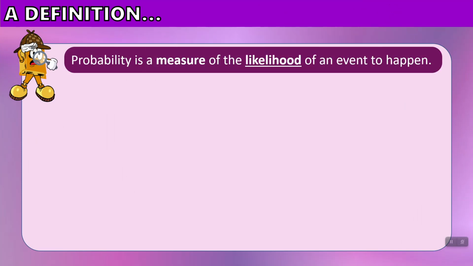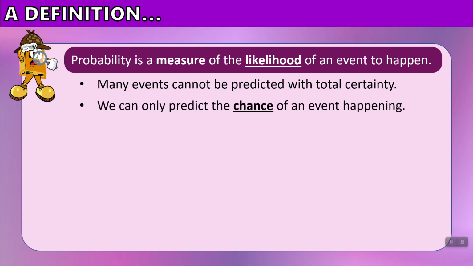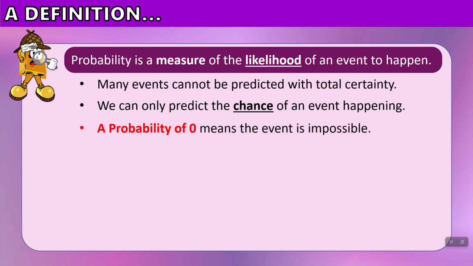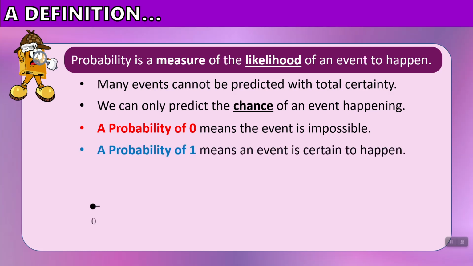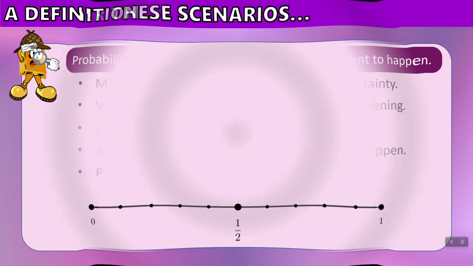And so let's look now at the definition of probability. Officially, probability is a measure of the likelihood of an event to happen. Now, many events cannot be predicted with total certainty, but this is why we say it is the likelihood of something to happen. We can only predict the chance of something happening. And again, a probability of 0 means the event is impossible. It will never happen. And here is 0. And a probability of 1 means an event is certain to happen. And here is 1. And of course, all along the way, probability can range from 0 to 1. We can see the half in the middle and all of the other fractions in between.